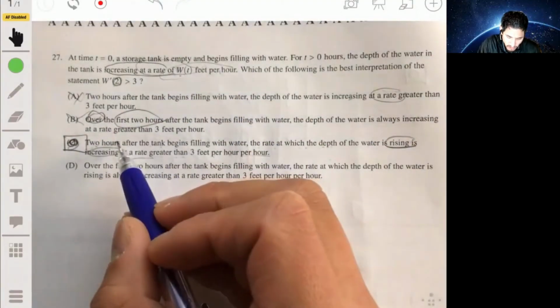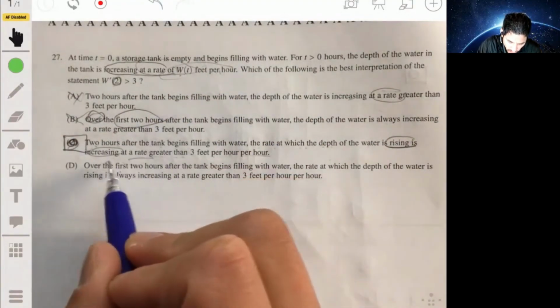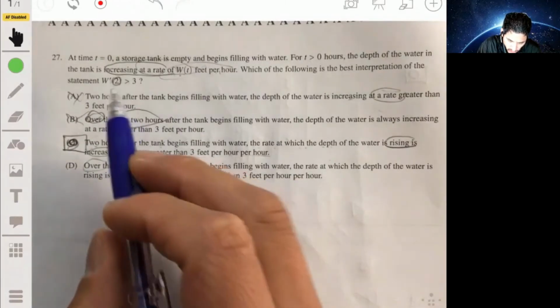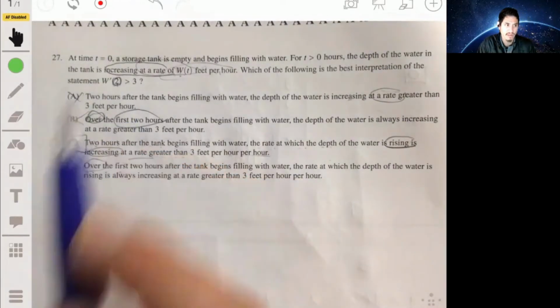And again, the difference between why it's C and not D is because D is over the first 2 hours. It's not over the first 2 hours. It's basically at 2 hours later.